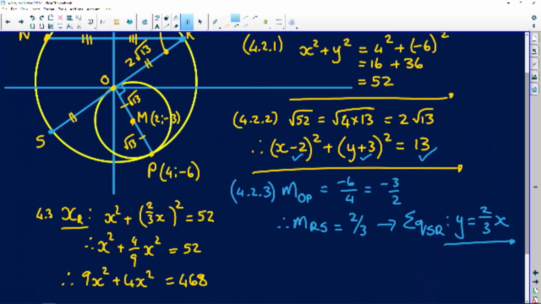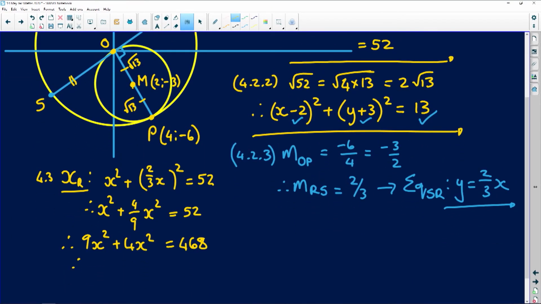So 9x squared plus 4x squared is 13x squared. Let's make space. So we get 13x squared is equal to 468, which makes x squared, if you divide 468 by 13, folks, you get 36. And there you get two answers. x is 6, or you get another answer. x is -6. Now be careful, we don't need both those answers.